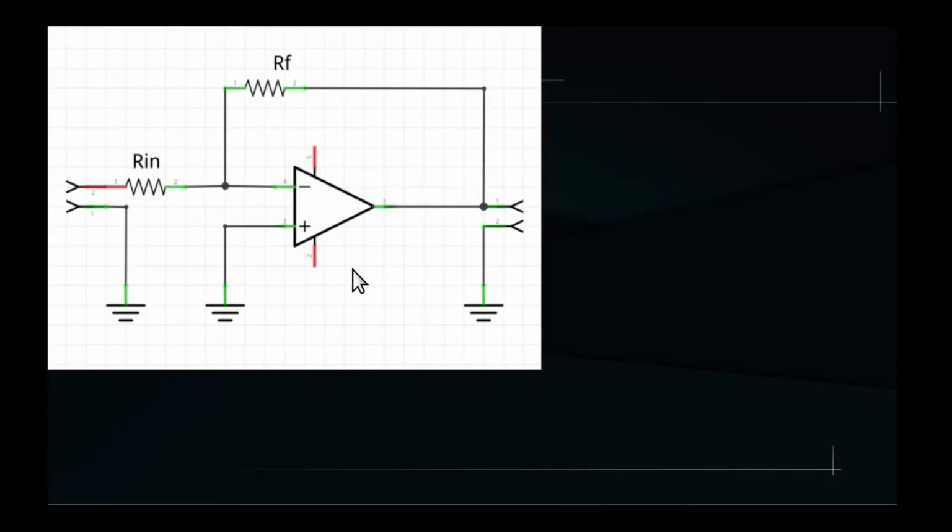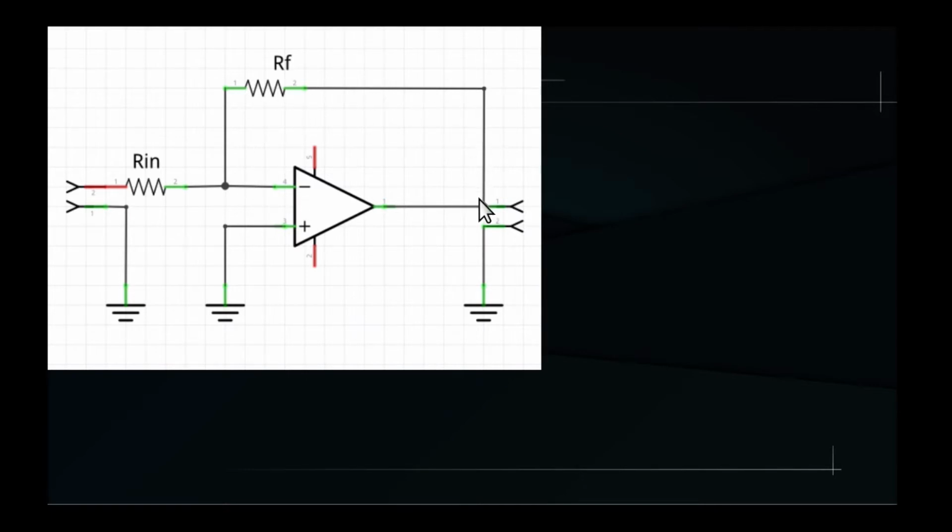Let's start by drawing the symbol of the op-amp, then let's connect the non-inverting input to ground. The inverting input is connected with a resistor RF to the output and the resistor Rin to the input voltage. The RF resistor is the one that provides the feedback to the amplifier, and since it is connected to the inverting input, this is the negative feedback.